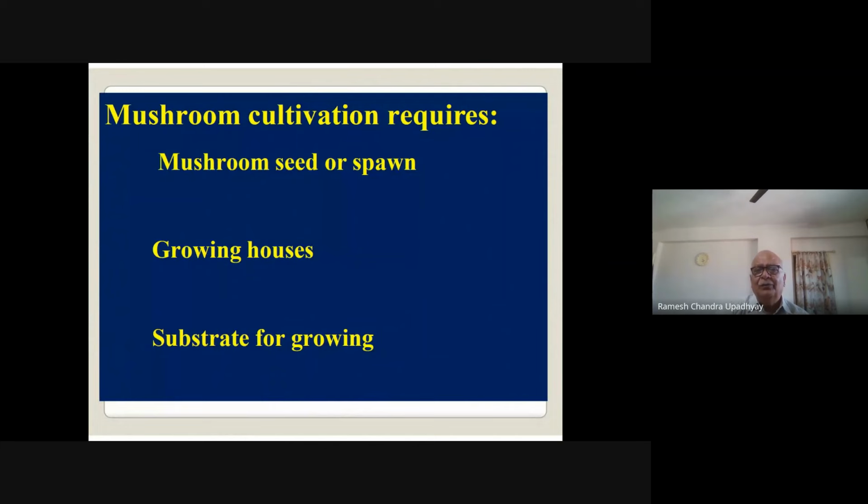So my intention was that you should at least know the basic types of mushrooms in nature. Now we come to the actual mushroom cultivation process. For mushroom cultivation, you need three things. First, mushroom seed or spawn. Second, growing houses. As I mentioned, mushrooms are not grown in the open field. They are grown in different types of growing houses, with substrate for growing. This substrate can be fresh or composted, because some mushrooms can be grown directly on fresh substrate, but some mushrooms require composted substrate for growing. Next one.